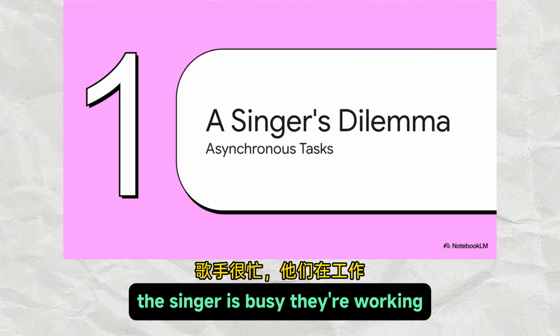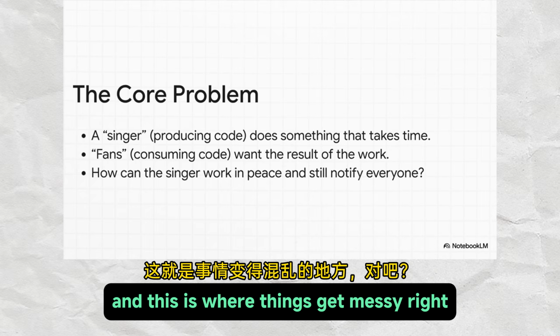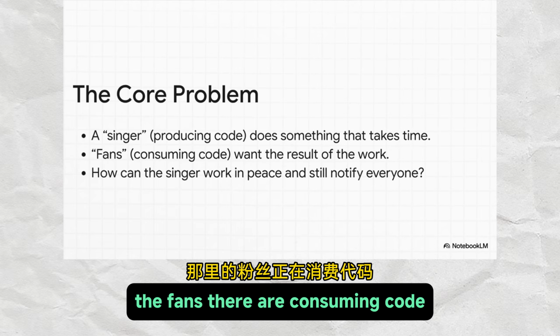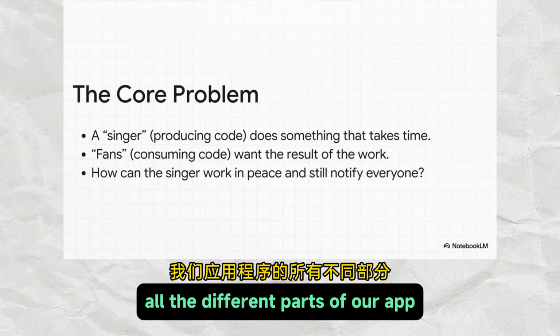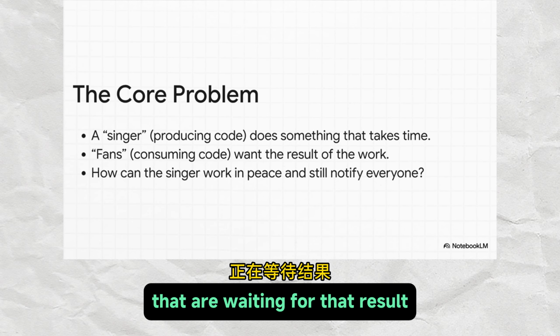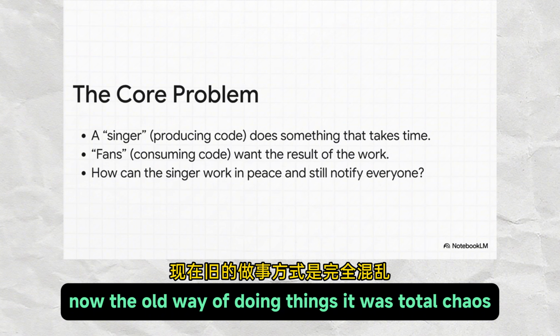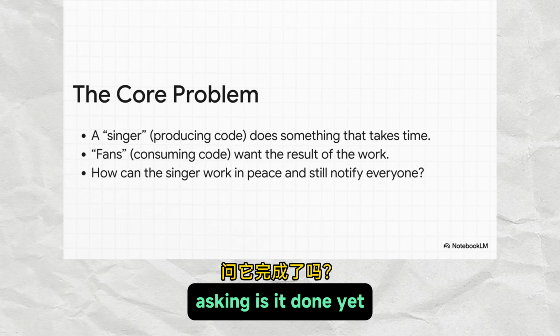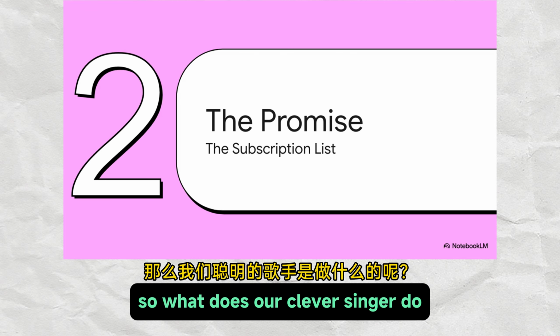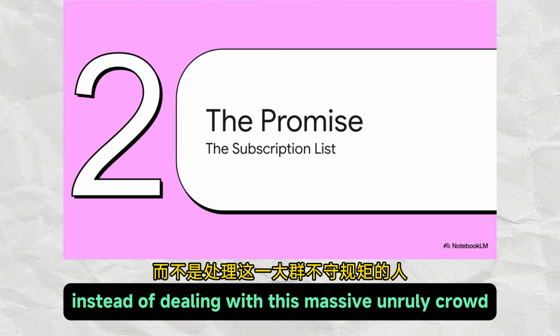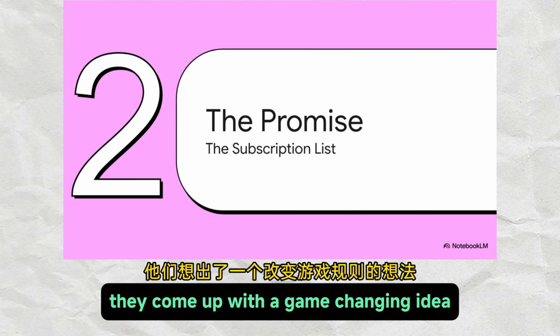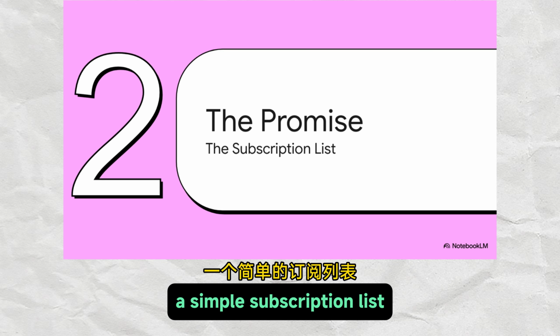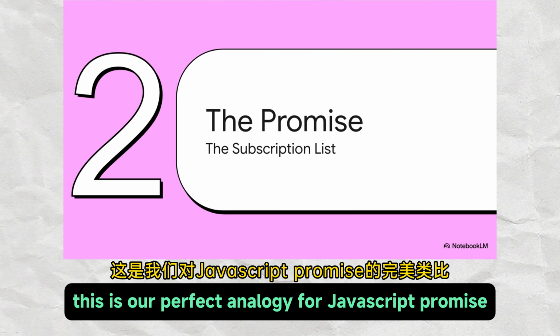The singer is busy, they're working. And this is where things get messy, right? The fans are consuming code, all the different parts of our app that are waiting for that result. Now, the old way of doing things was total chaos. Imagine all the fans constantly interrupting the singer, asking, is it done yet? Is it done yet? It's just not efficient. So what does our clever singer do? Instead of dealing with this massive, unruly crowd, they come up with a game-changing idea, a simple subscription list. And this list is our perfect analogy for a JavaScript promise.